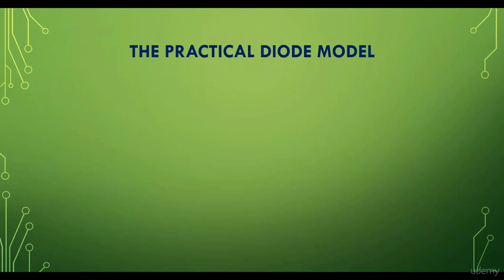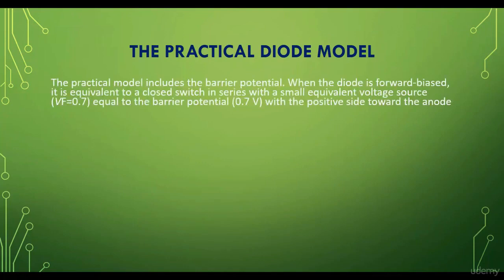The practical diode model. The practical model includes the barrier potential. When the diode is forward biased, it is equivalent to a closed switch in series with a small equivalent voltage source. VF is equal to the barrier potential, 0.7, with the positive side towards the anode.